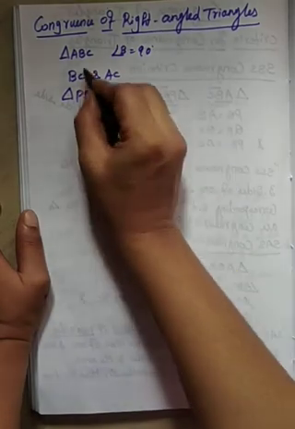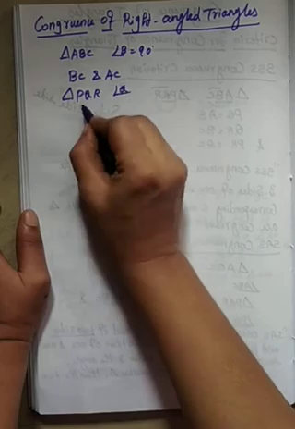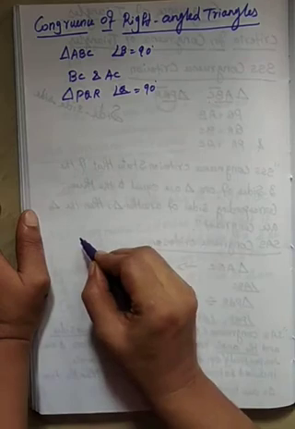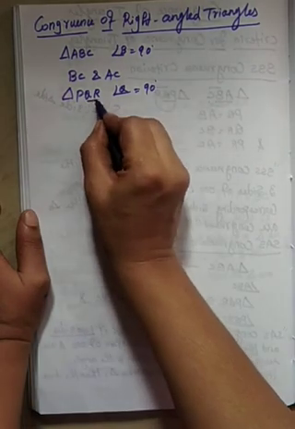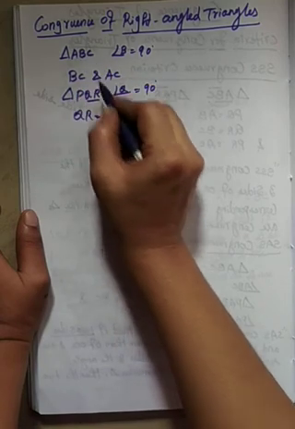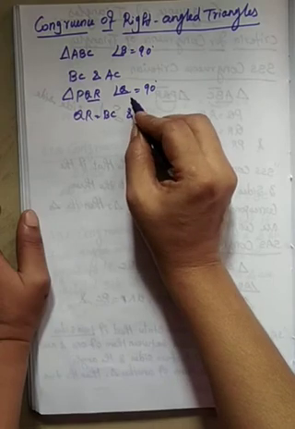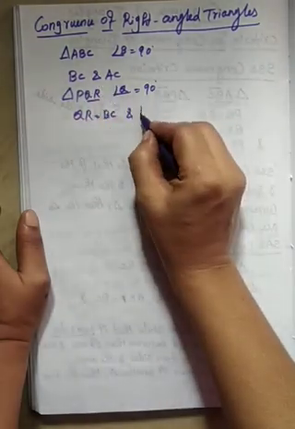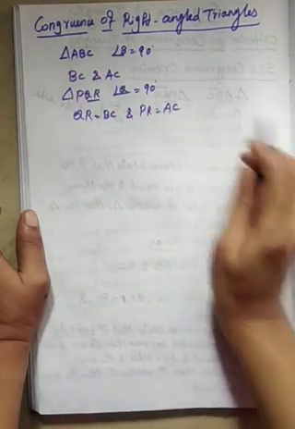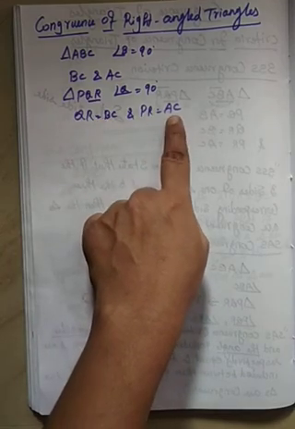in which angle Q equal to 90 degrees. Here you can take QR, which is the second and third value, the same as BC. And after that you can take PR, first and third, the same as AC. See here, QR equal to BC and PR equal to AC.